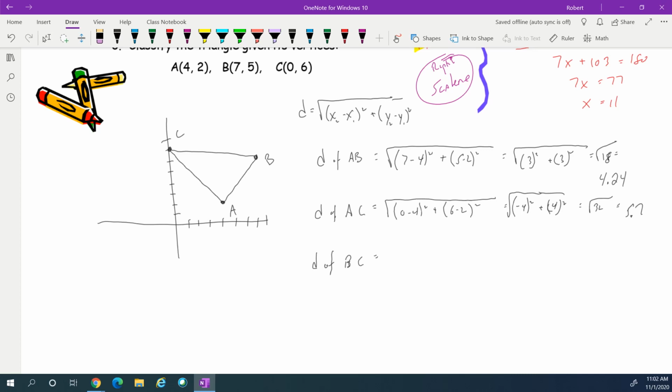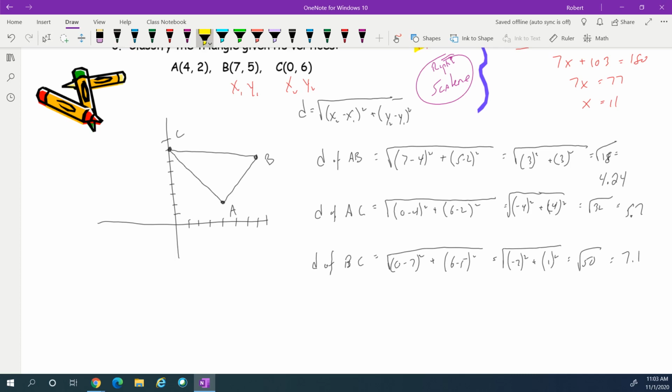So again, let's label it x1, y1, x2, y2, and substitute. So for our x's, we have 0 minus 7. For our y's, we have 6 minus 5. That's negative 7 squared. That's a 1 squared. So it looks like the square root of 50. And the square root of 50 is 7.1.